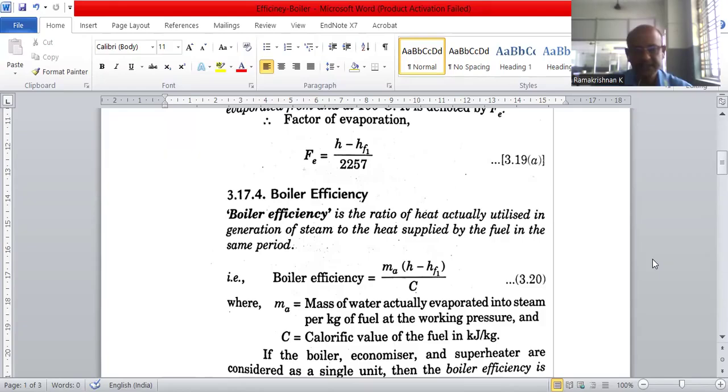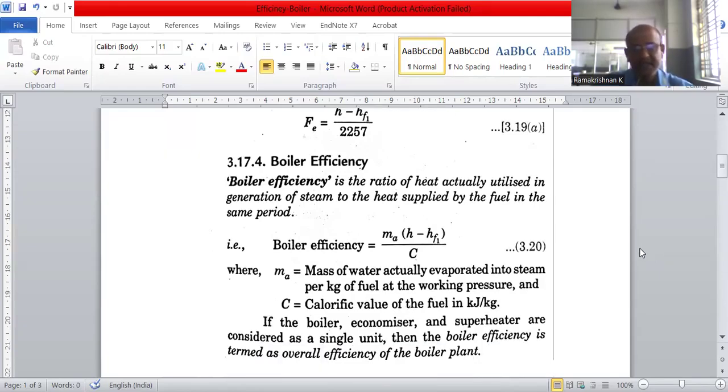Empirically, it is denoted by the formula: ma into (H minus Hf1) divided by C. Here ma denotes the mass of water evaporated into steam per kg of fuel. C is the calorific value of the fuel. H and Hf1 are the enthalpy values.